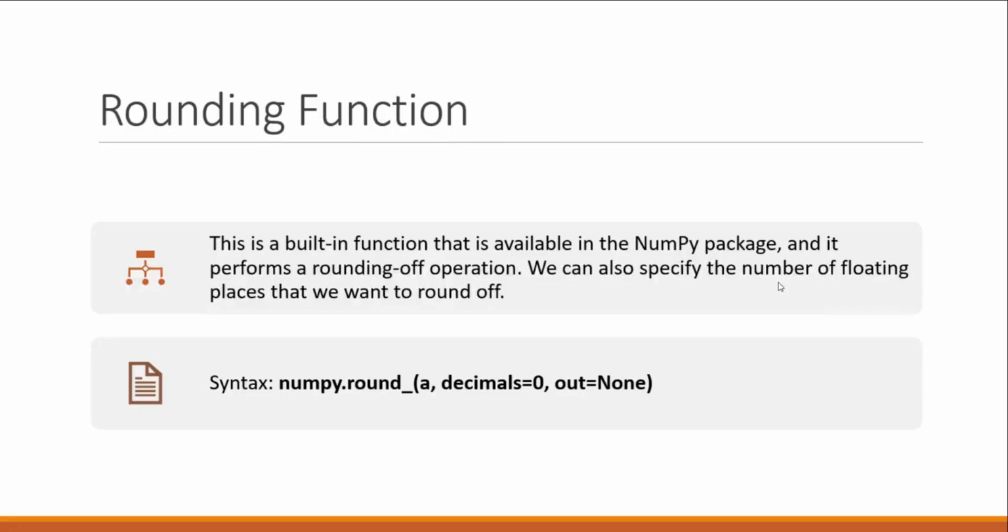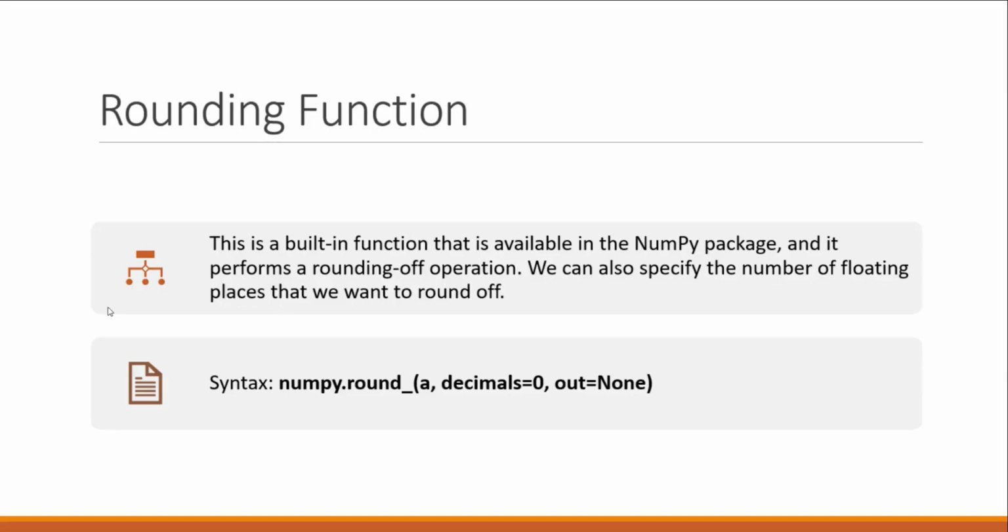Now we will understand our next mathematical function, that is rounding function. So basically this is a built-in function that is available in the NumPy package and it performs rounding operation. So we can also specify the number of floating places that we want to round off. For example, suppose we have a decimal value in an input array of 2.56, then it will return a rounded figure. In simple words, it will round all the values and the output will be a new array.